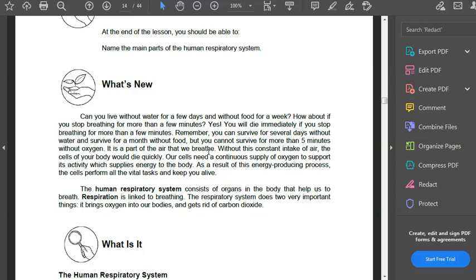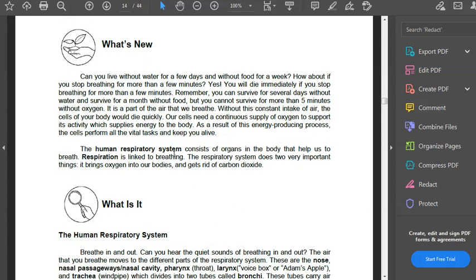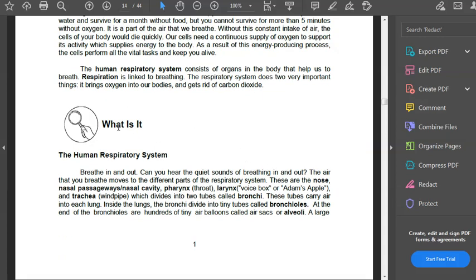Breathing is very important. And what helps us to breathe is the human respiratory system. The human respiratory system consists of organs in our body that help us to breathe. Respiration is linked to breathing. The respiratory system does two very important things. It brings oxygen into our bodies and gets rid of carbon dioxide.